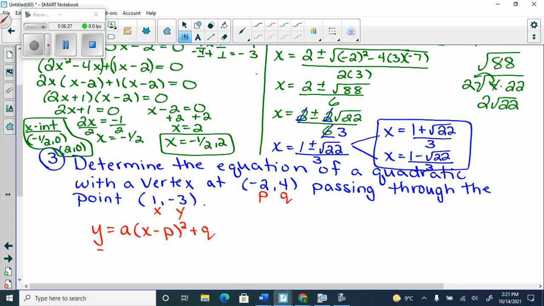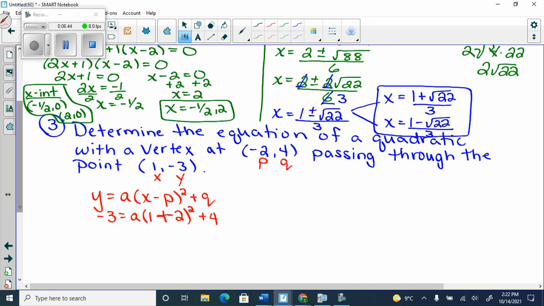Y is negative 3 equals a times x is 1 minus p, which is negative 2. What happens when I get a minus minus? A plus. Squared plus 4. What happens if I swap the point and the vertex? Doesn't matter, does it? Is that true?